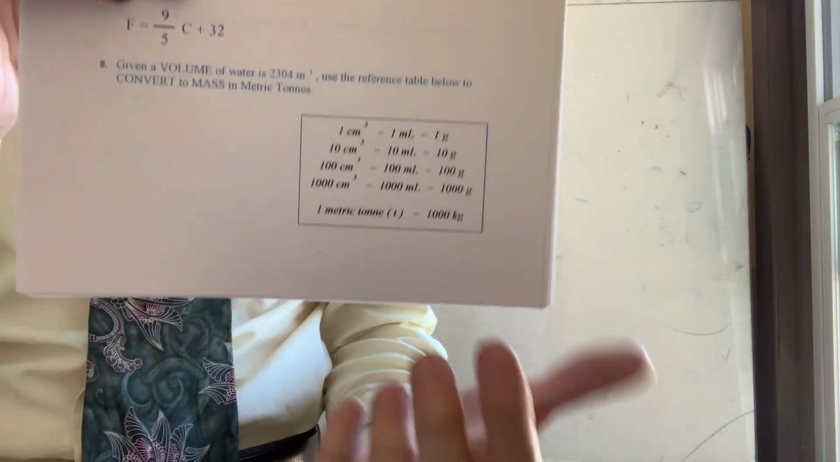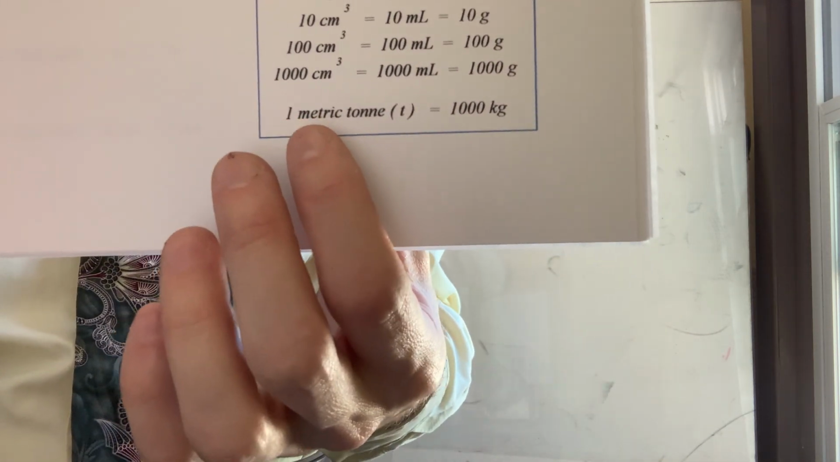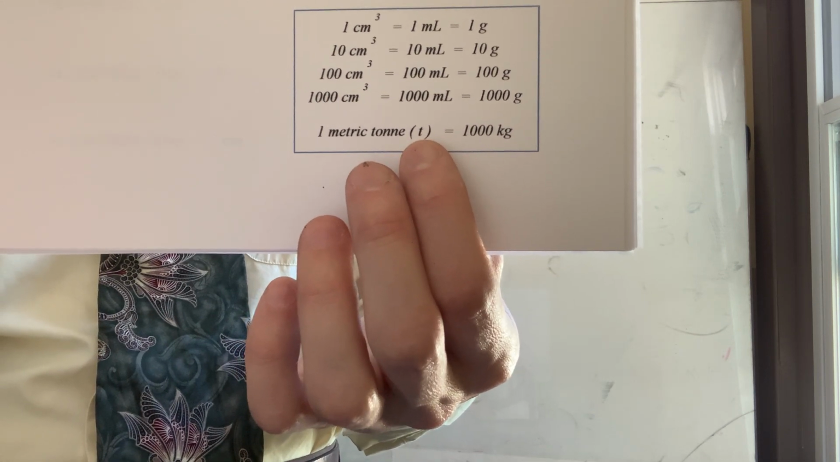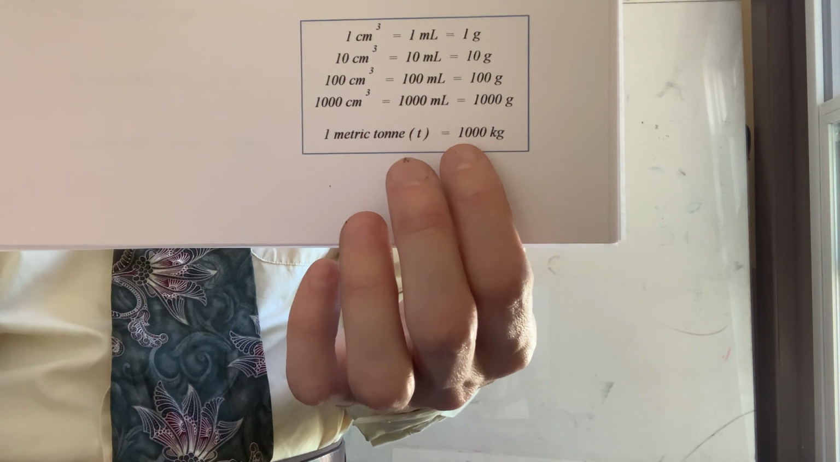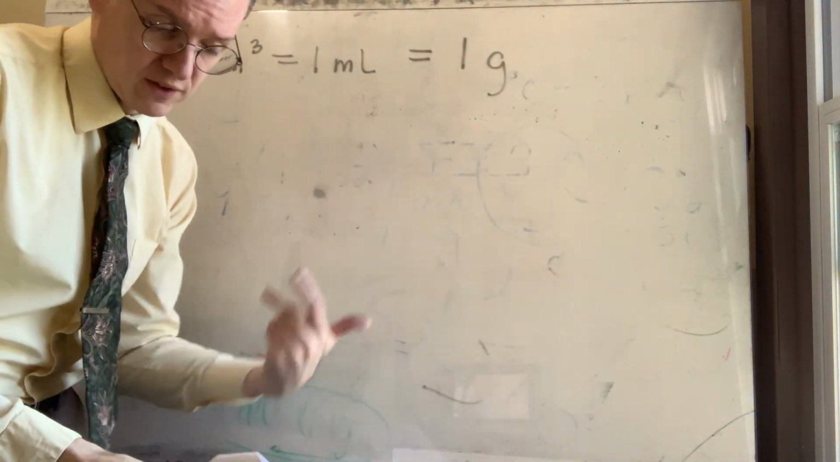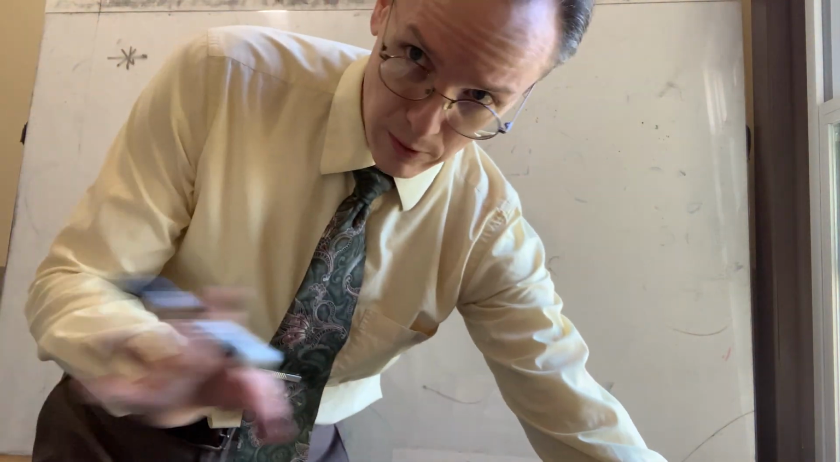The only other thing that you would need is this. A metric ton, which is abbreviated by lowercase t, is 1,000 kilograms, as opposed to an imperial ton, which is what in the United States we're more familiar with, is 2,000 pounds. We're not worried about that.